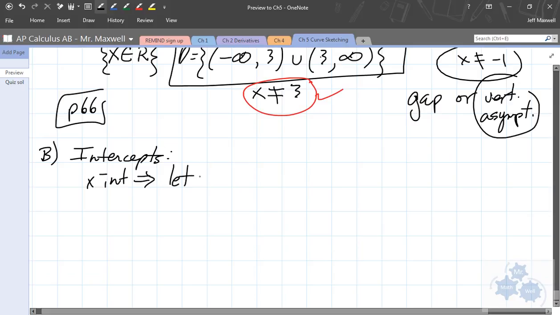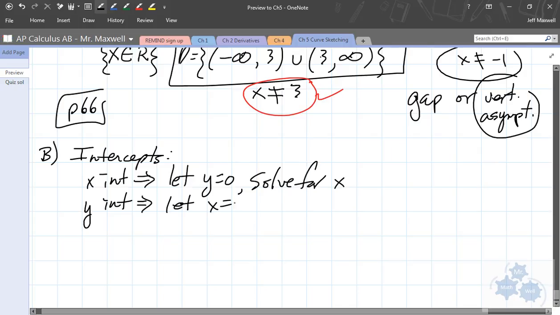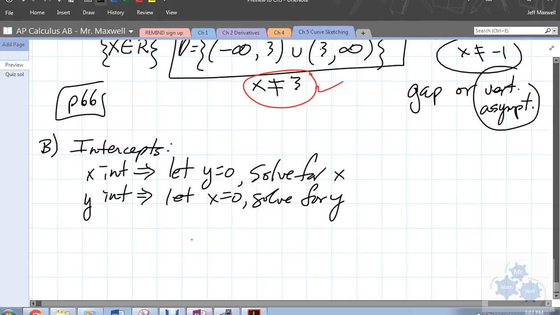Okay, let what? Let y equals 0. Yeah, solve for x. Very good. The y-intercept, you let x equals 0. Solve for y. So that's how you find it.